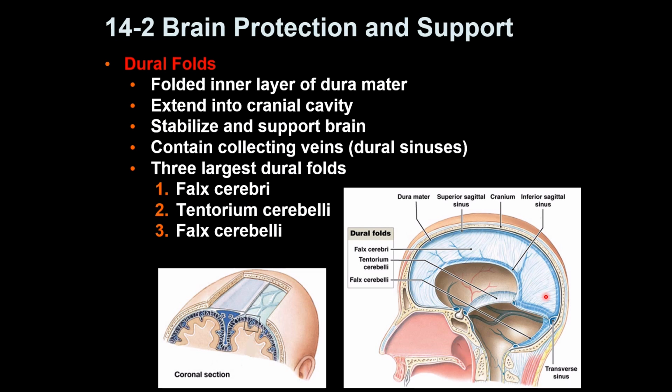The second one is tentorium cerebelli. This is this one, and it is like a tent. It separates the cerebrum, which is located around here, from the cerebellum, which is located around here. And finally, the third one is falx cerebelli. One was cerebri and the other is cerebelli, and this is this one, and it separates the two cerebellar hemispheres. Inside you can see the dural sinuses located here, and they contain venous blood.